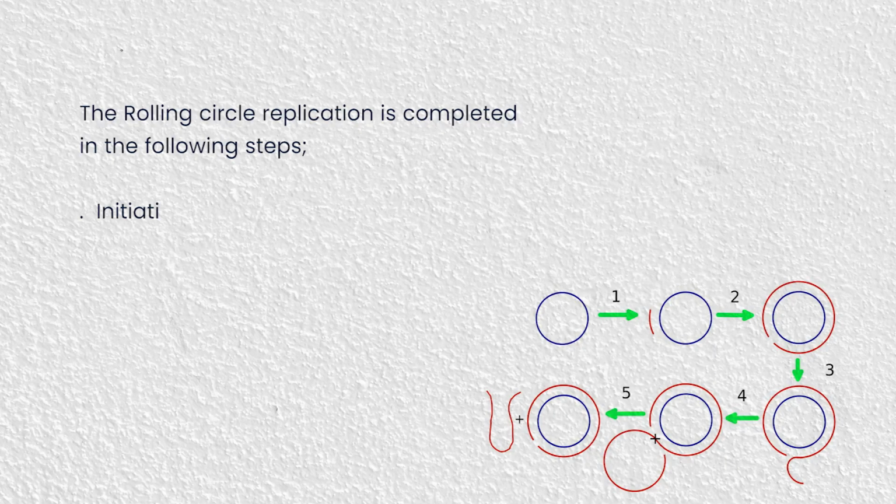Now, let us see the mechanism of the rolling circle model in three basic steps. The first step is the initiation, then elongation, then termination, and then again repeat.